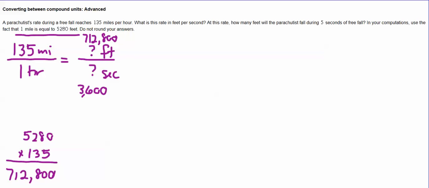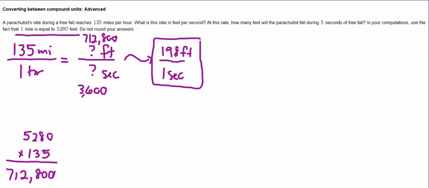They're asking us what is the rate in feet per second, so we need to convert that to a unit rate, feet per 1 second, and we do that by dividing. Fraction bar means to divide. So the 712,800 feet divided by 3,600 seconds is 198 feet per 1 second. So, answer to their original question, what is the rate in feet per second? It's 198 feet per second.